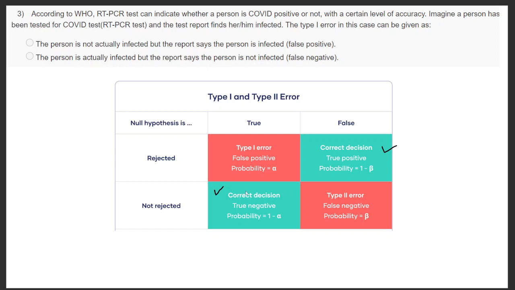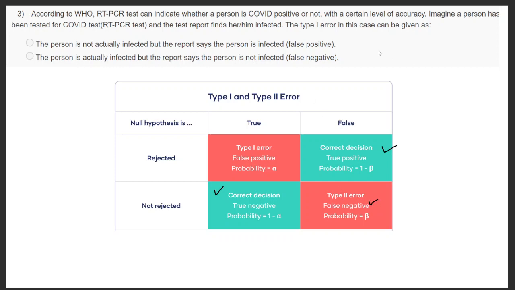True positive means the person is affected. True negative means the person is negative and the results also came negative. So the fourth kind is false negative. The person tested is actually positive, but the results came negative.